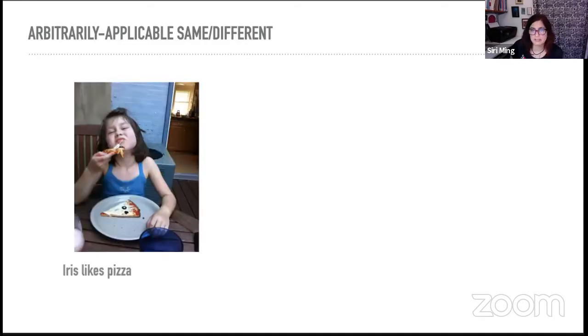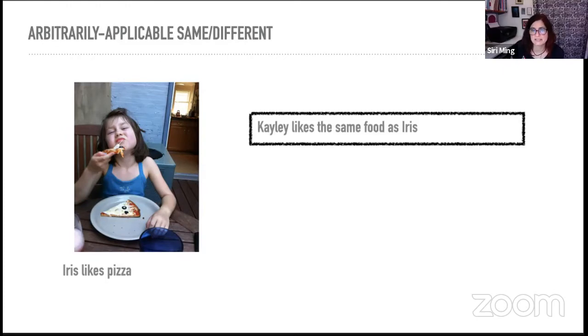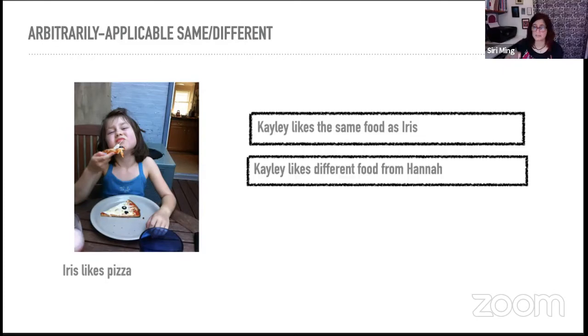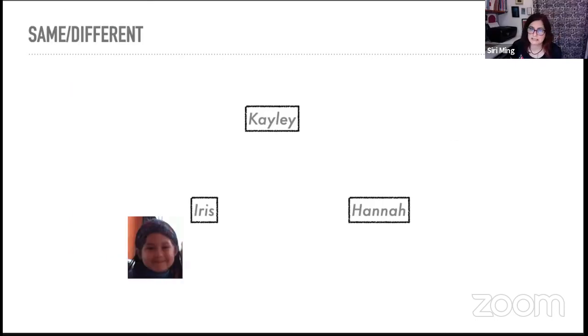So let's look at an example of what that could be. If I taught you that Iris likes pizza, and I taught you that Kaylee likes the same food as Iris and Kaylee likes different food from Hannah, imagine I'm actually teaching you all of this and not just casually whipping through these statements. You would be able to do a bunch of things, none of which is based on the physical properties of these kids' names or what they look like, right? For one, you'd be able to derive that Iris and Hannah like different food.